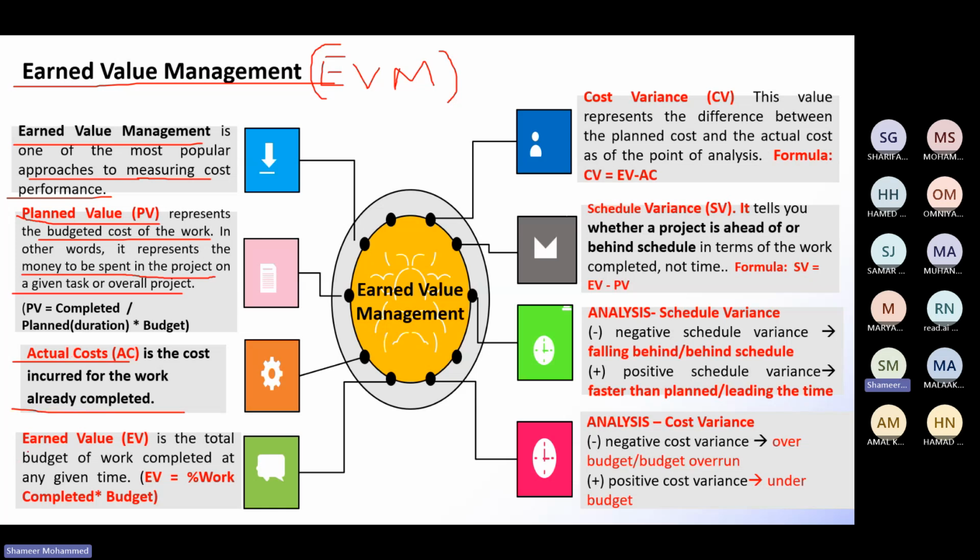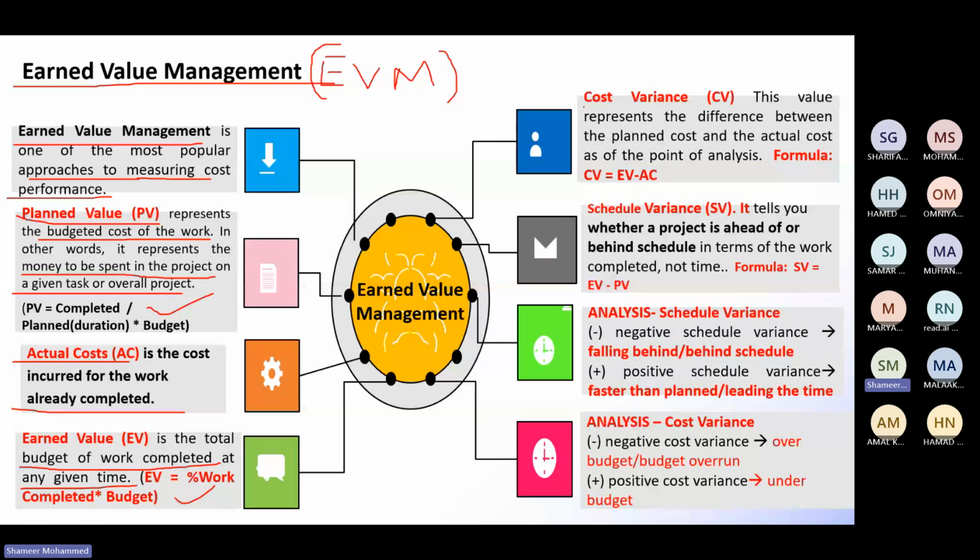Next one is earned value. Yani, this is a total budget of work completed at a given time. So these formulas you have to remember, students. This formula, okay. Also this one.